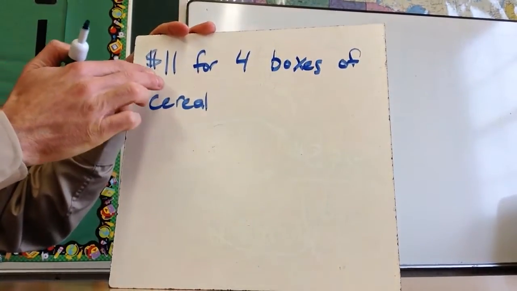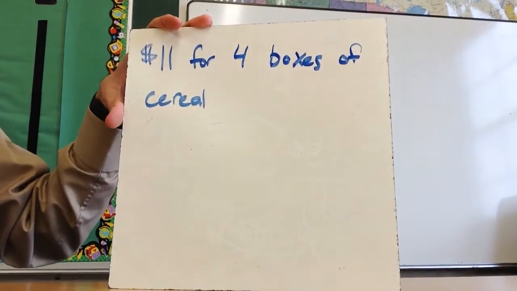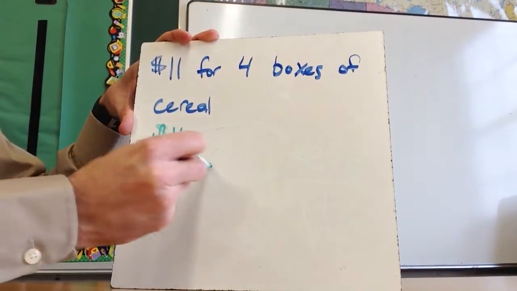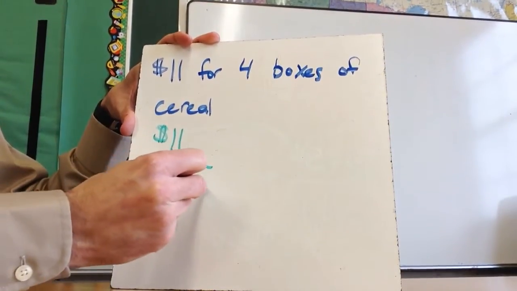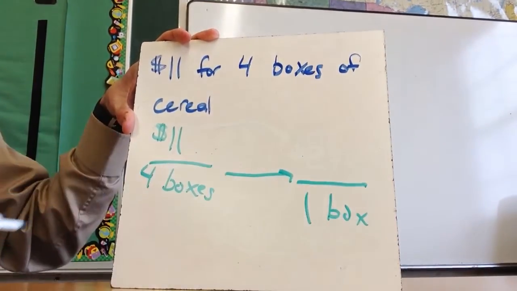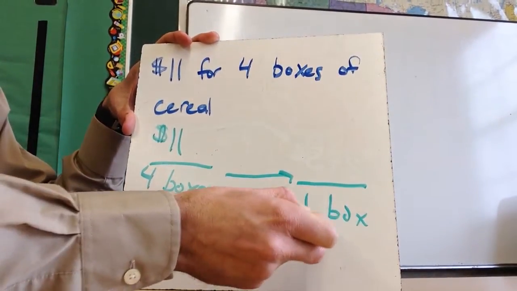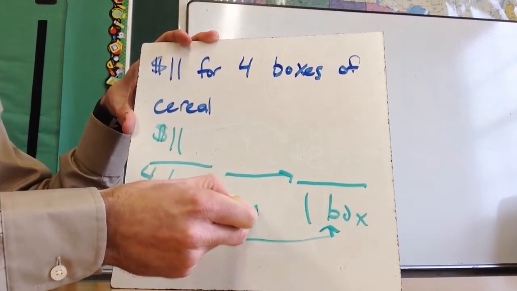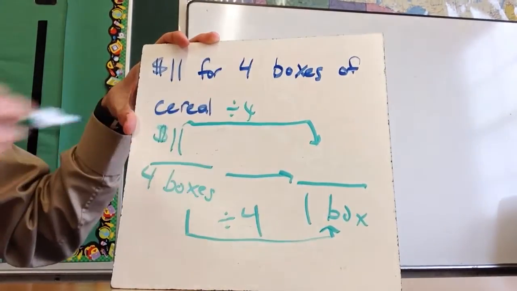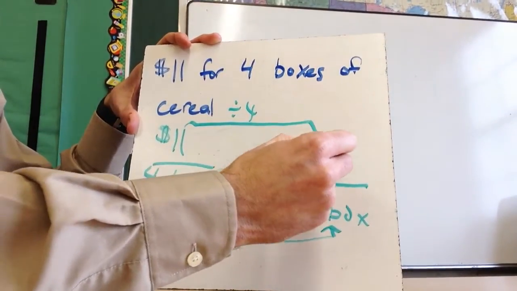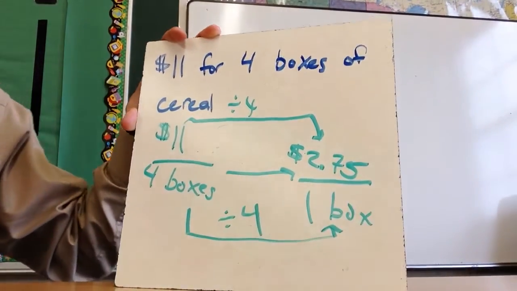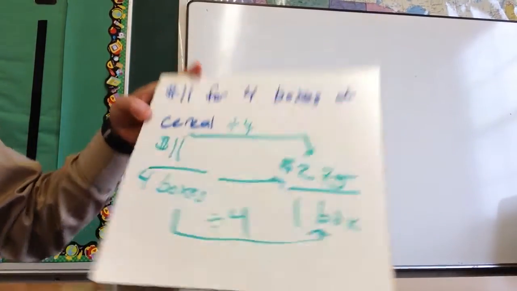So for example, $11 for 4 boxes of cereal. What this is really asking is how much does 1 box of cereal cost? So I need to put $11 over 4 boxes. And so the idea is, okay, well, if that's what 4 boxes costs, what does 1 box cost? To get from here to here, I had to divide by 4. So I need to then take this number and also divide by 4. And $11 divided by 4 is $2.75. So 1 box of cereal costs $2.75.